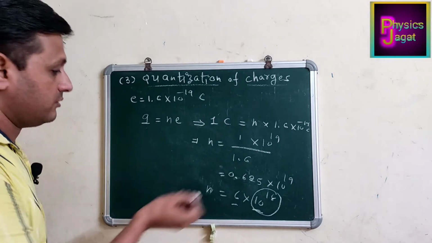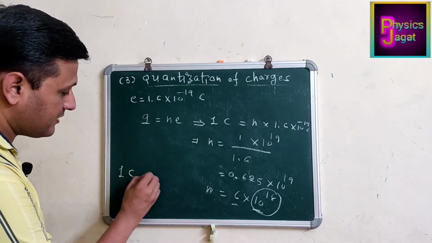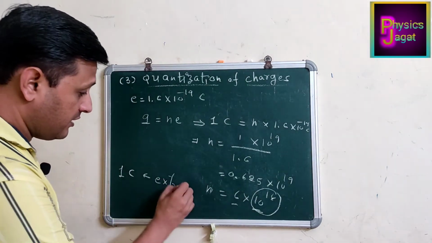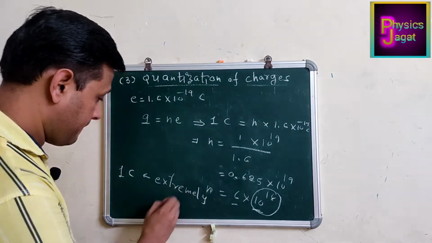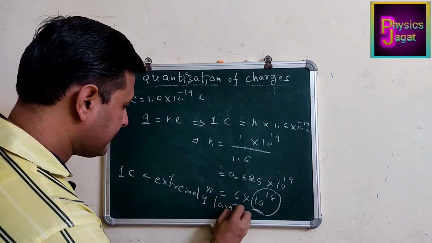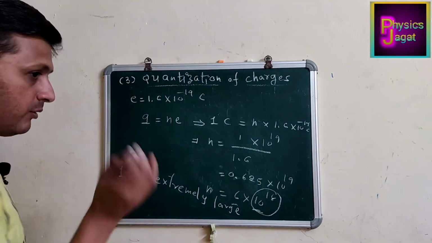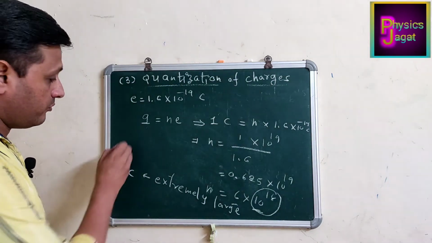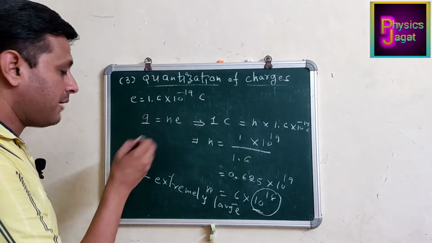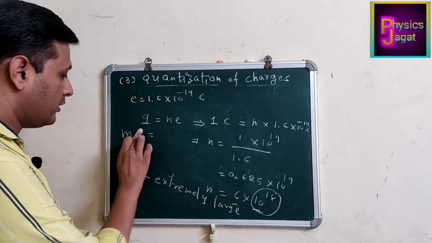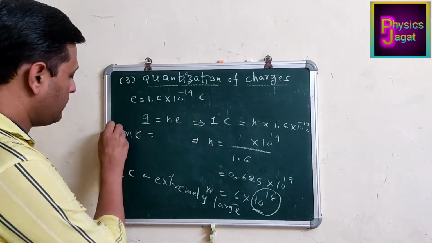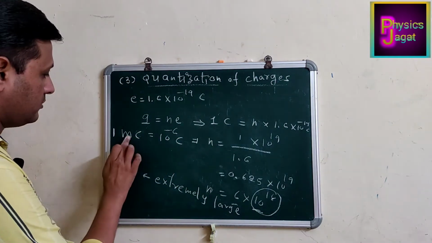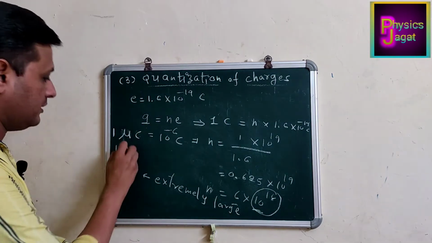This is a huge number. That means 1 coulomb is not a small charge, it's an extremely large charge. So in electrostatics, in our numerical problems, we will not take 1 coulomb but something smaller, that is the micro coulomb. 1 micro coulomb is 10 to the power minus 6 coulomb. Similarly, this is micro and this is milli.